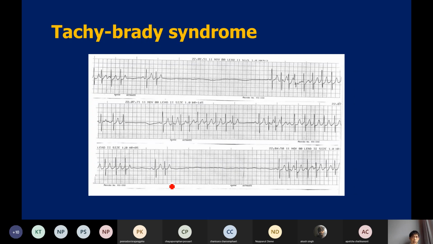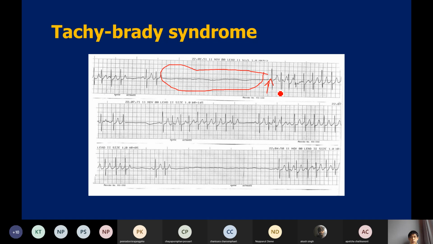And another type of sinus node abnormality, we call it tachybrady syndrome. You see that in the ECG there is a pause here. There's a pause here. And after the sinus pause, there's recovery of P wave. Okay, this is sinus pause.